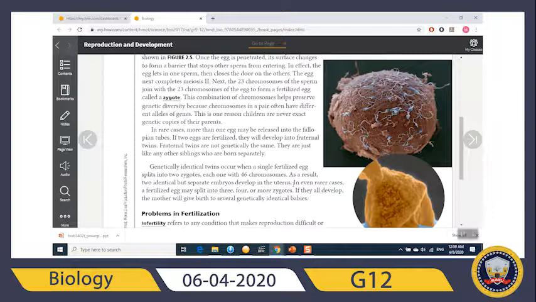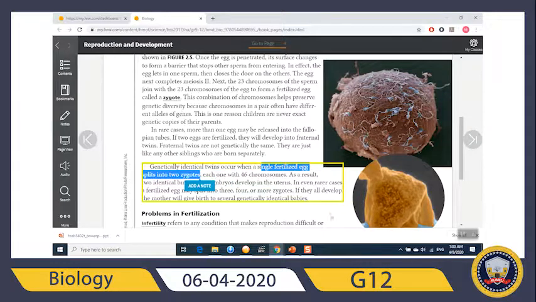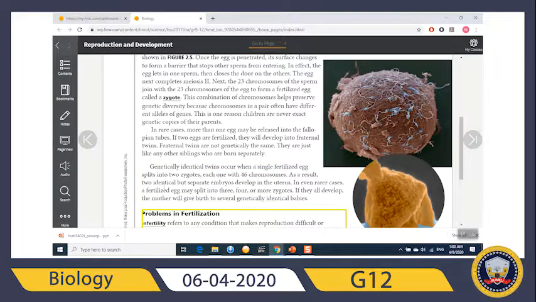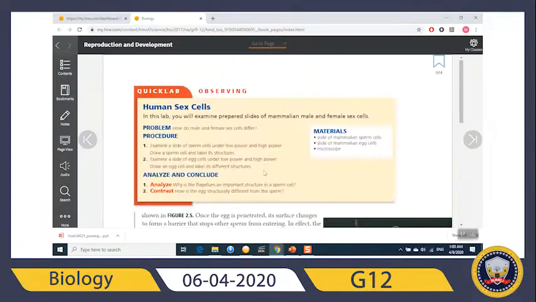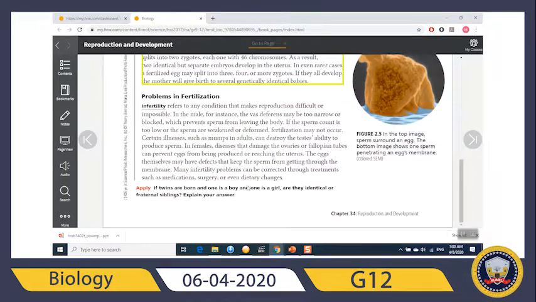But genetically identical twins is when the same fertilized egg, the single fertilized egg, splits into two zygotes. This is a genetically identical twin. Okay? And sometimes, on rare occasions, the egg can split into three or four zygotes. And this is when we have three identical twins. And this is how the fertilization happens.